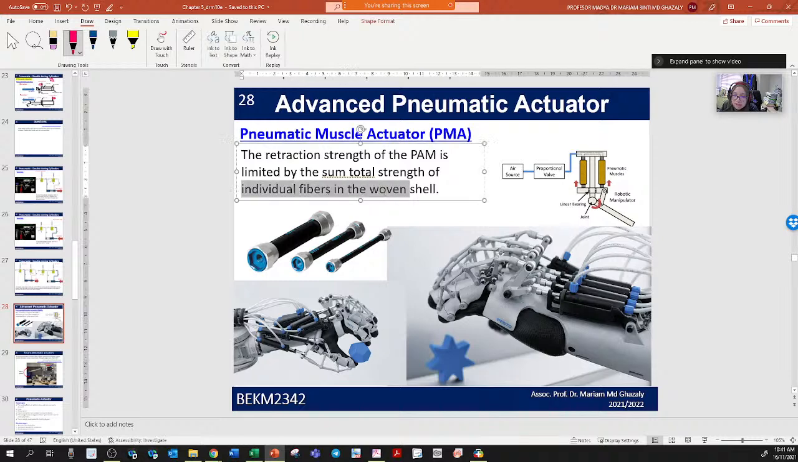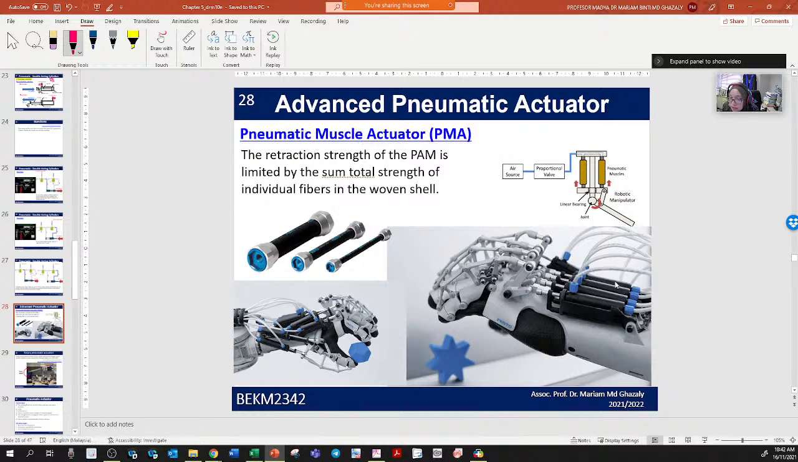You see here that individual fibers are woven into shells. It's not made of metal, it's fiber. It's much more flexible, and it really looks like a human muscle. This example is from Festo. They designed a robotic hand using multiple PMAs. If you see here, this is the first PMA, second, third, fourth PMA. So there are 4 muscles to move the fingers, each PMA moving 1 finger.